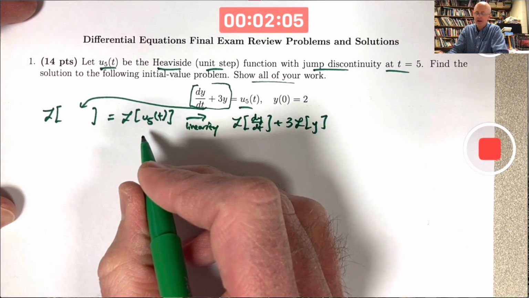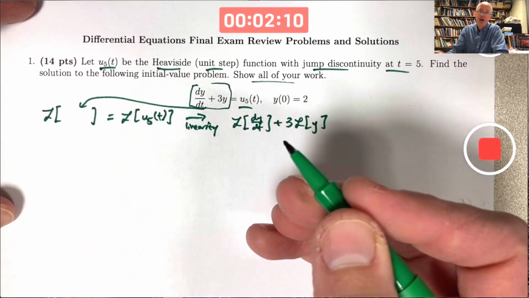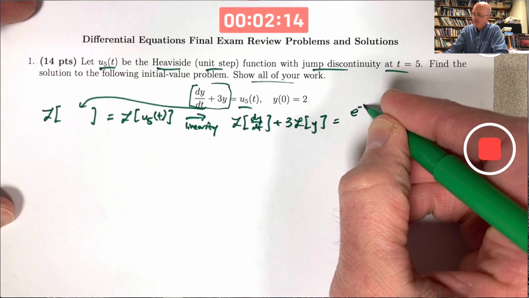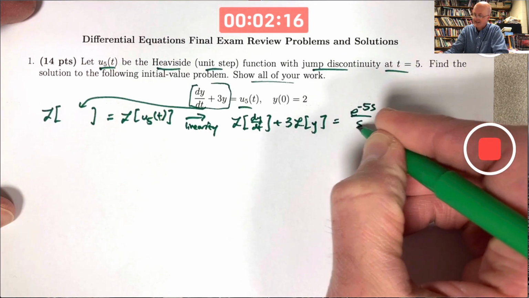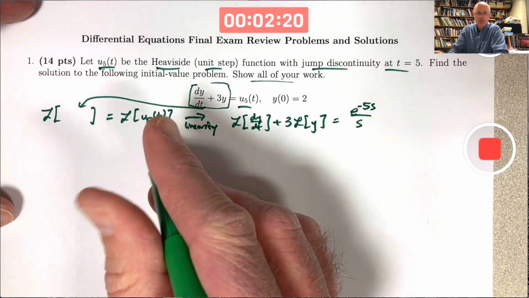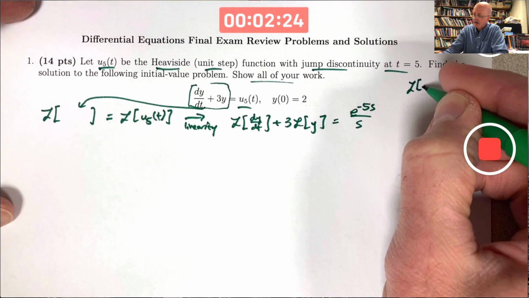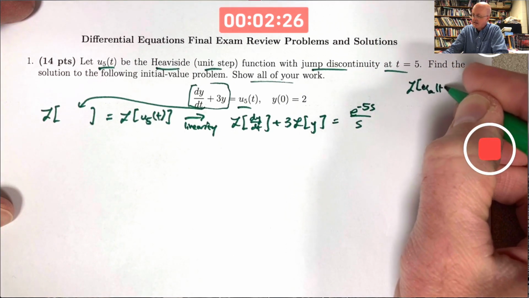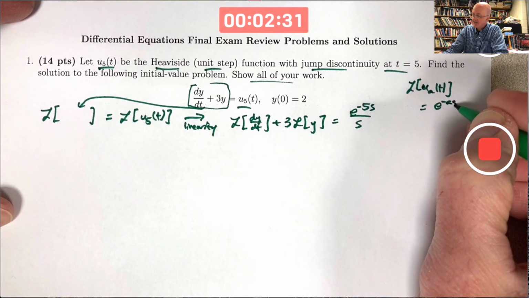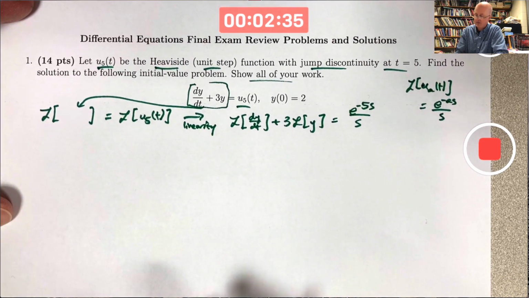What about the right-hand side? What is L of u5(t)? That's something that you should either memorize or have on a formula sheet. That's going to be e to the negative 5s over s, where s is the variable for the Laplace transform. In general, the Laplace transform of ua(t), where a is a constant, is e to the negative as over s, technically speaking only when s is positive, but it's not something to worry about.